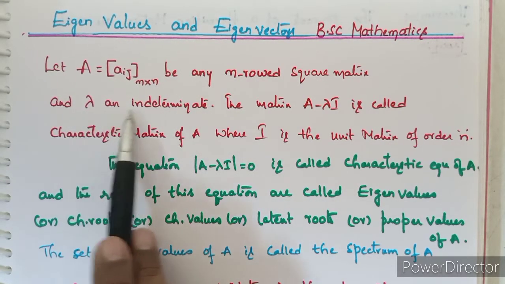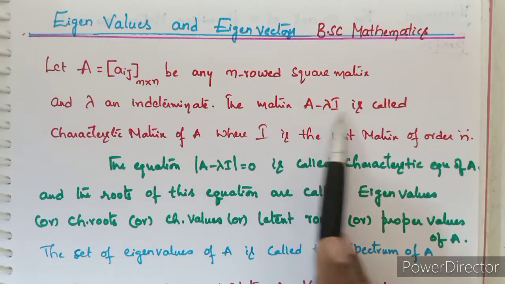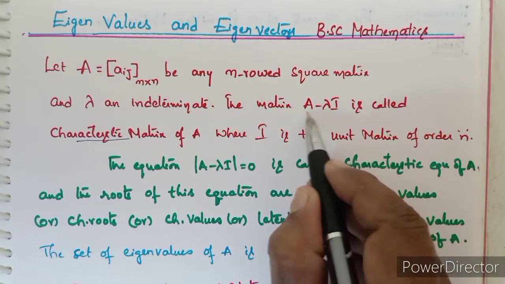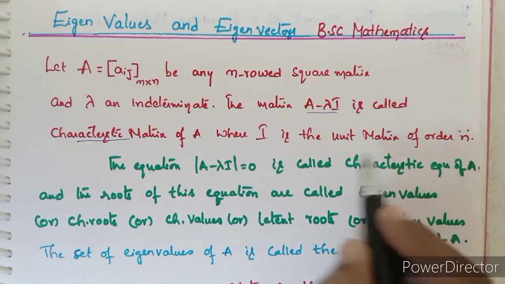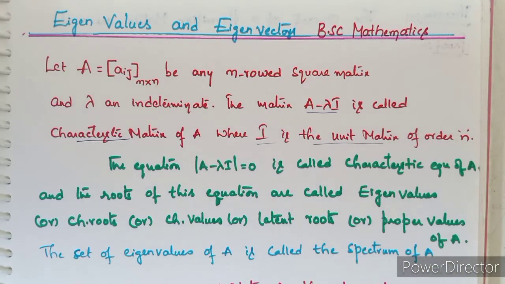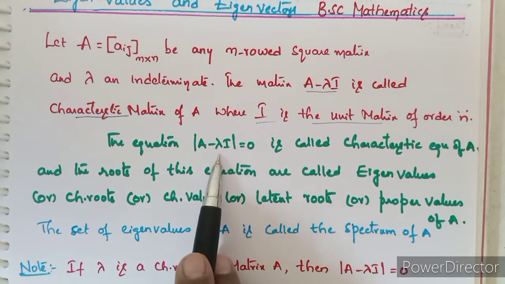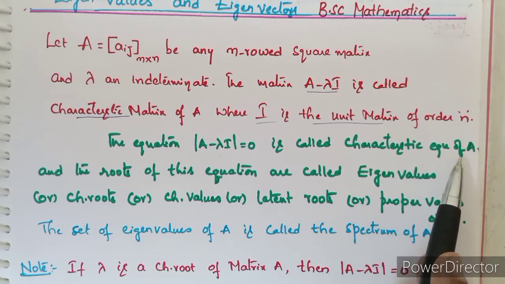And lambda an indeterminate. The matrix A minus lambda I is called the characteristic matrix. This is a characteristic matrix, and I is the unit matrix of order n. The equation determinant of A minus lambda I equal to 0 is called the characteristic equation of A.